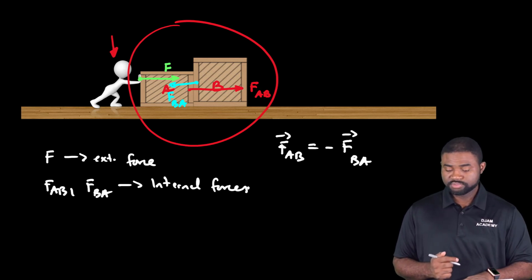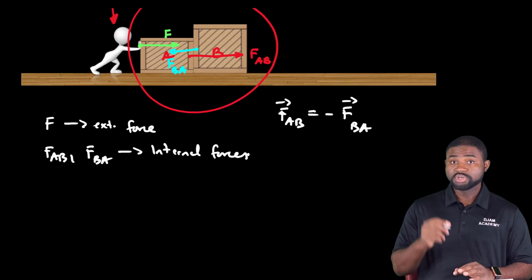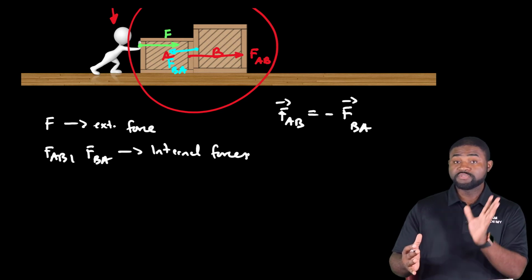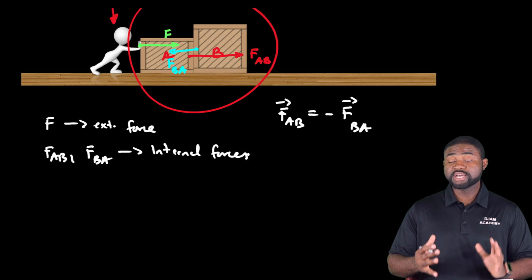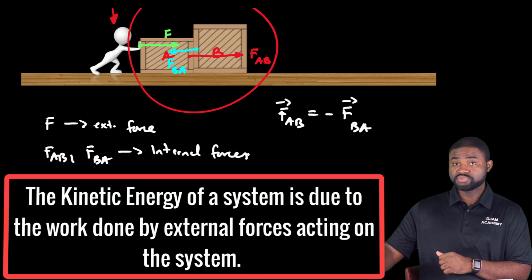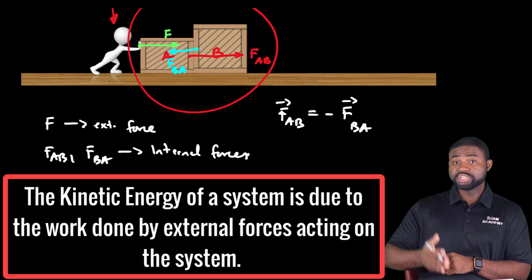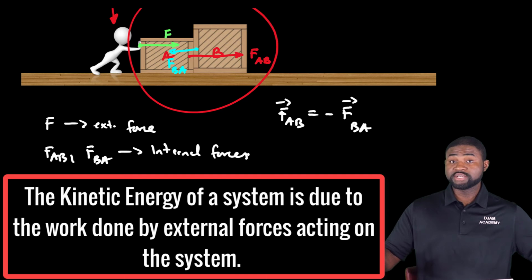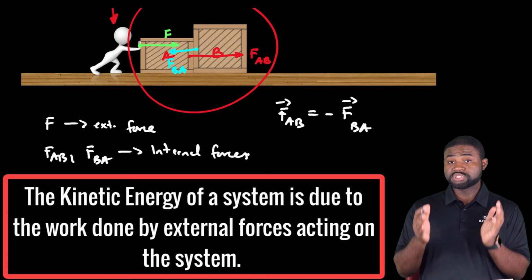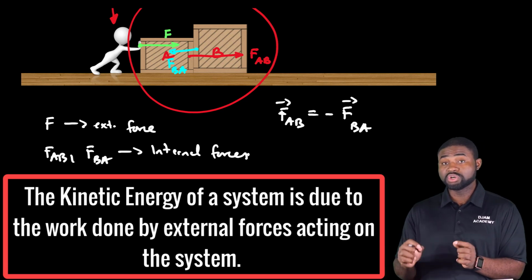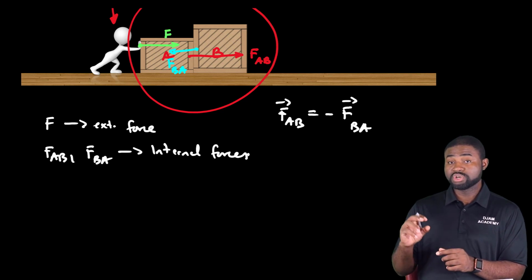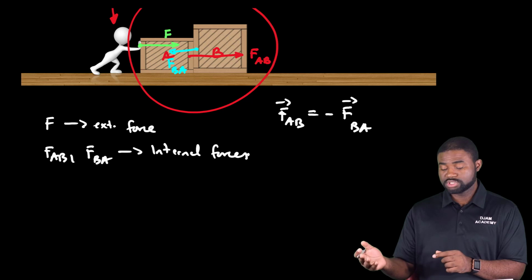This is important, and let me tell you how it's important. This means that the kinetic energy of a system is a function of the external forces acting on the system. Let me say that again. For a system to move, it is only able to change its position provided an external force is acting on the system. So the kinetic energy of a system is due to the work done on that system by external forces.